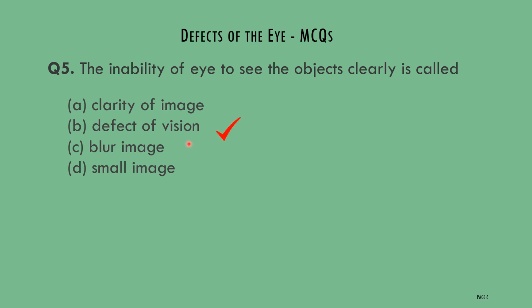If the person is not able to see the object properly, that defect we call a defect of vision. The name itself indicates defect of vision.